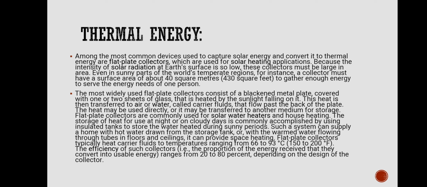The most widely used flat plate collectors consist of a blackened metal pipe covered with one or two sheets of glass that is heated by the sunlight falling on it. This heat is then transferred to air or water called carrier fluids, which flow past the back of the plate. The heat may be used directly or may be transferred to storage. Flat plate collectors are commonly used for solar water heaters and house heating.